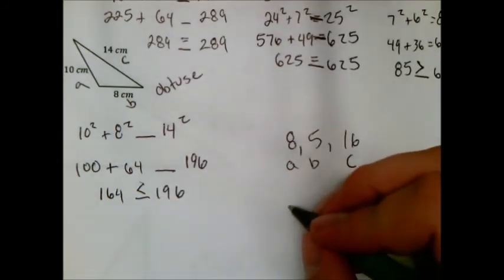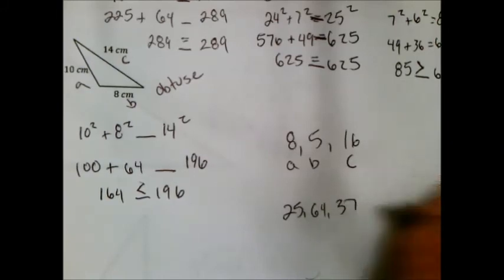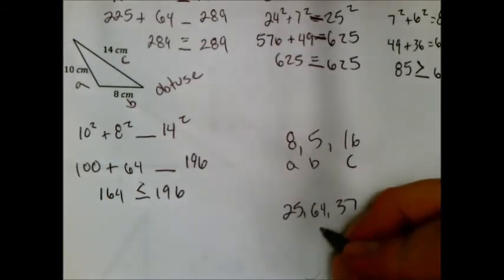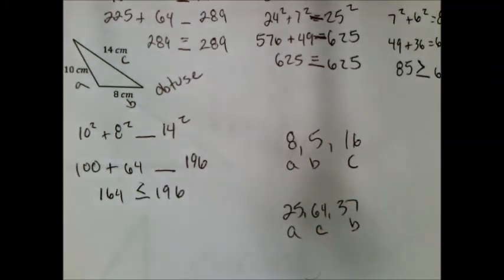Just like if I did, I don't know, 25, 64, and 37. Well, 64 is the biggest side, so that's your C, and A and B doesn't matter, so you can just label it like so. And then you would solve using the Pythagorean theorem or its converses to tell me, is it right, obtuse, or acute? Alright.